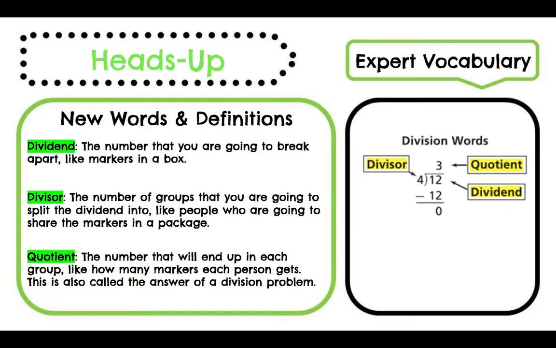The quotient is the number that will end up in each group, like how many markers each person gets. This is also called the answer of a division problem. So the answer is the quotient, and that quotient now is telling us in the black box that each of those 4 people will get 3 markers out of the total of 12 markers that were in the box. If you need to look back to figure out which number is which, you can always look back at this screen.